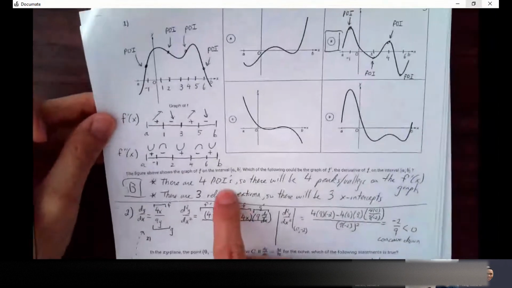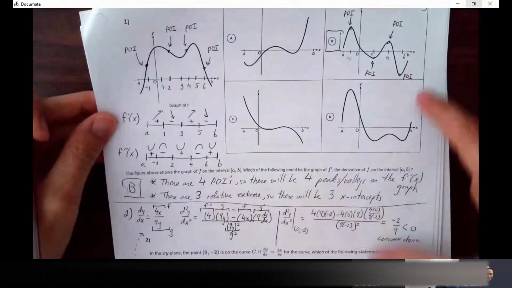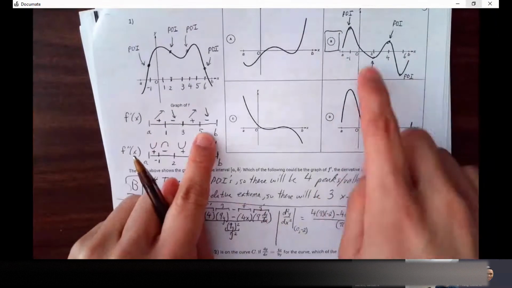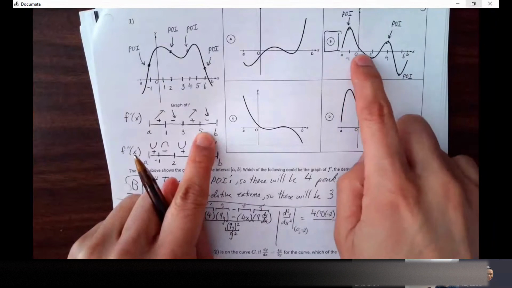So I said on my key here, there are 4 points of inflection because we have 4 peaks and valleys, and then 3 relative extrema. So therefore 3 x-intercepts. 1, 2, 3.